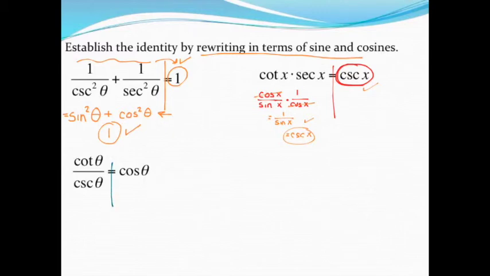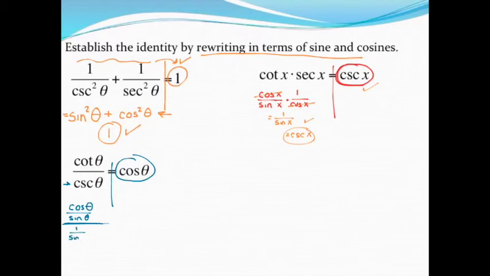I'm going to start with the side that's more complicated, so over here. I'm going to rearrange that to try to come up with cosine of theta. So again, let's start with cotangent like we did last time. Let's rewrite that as cosine over sine. And I'm going to make a big fraction bar now because I'm going to have a fraction within a fraction, a complex fraction. So I want to make sure that these stand out. So then that denominator, that cosecant, becomes 1 over sine.